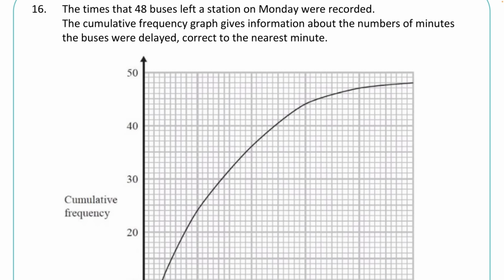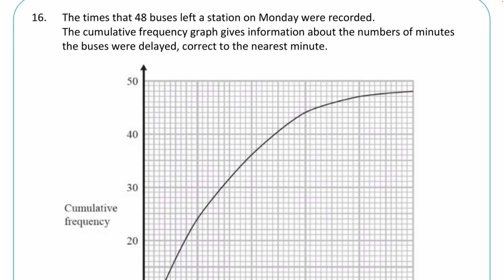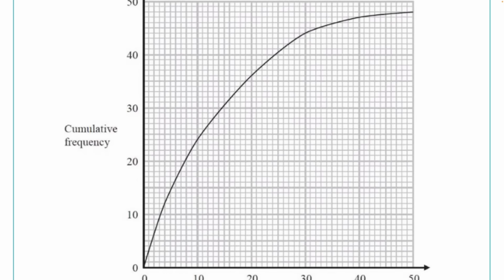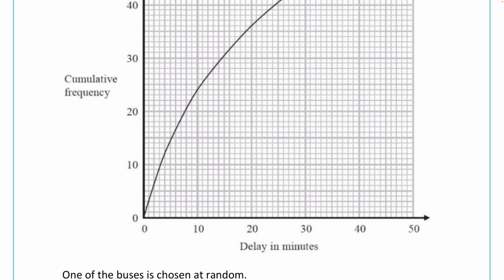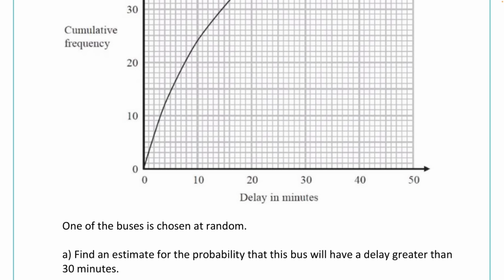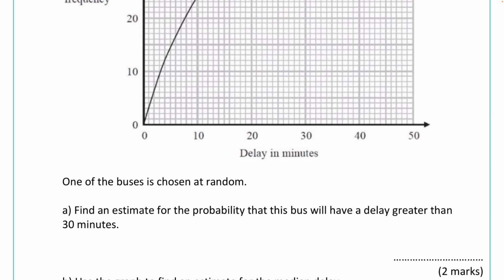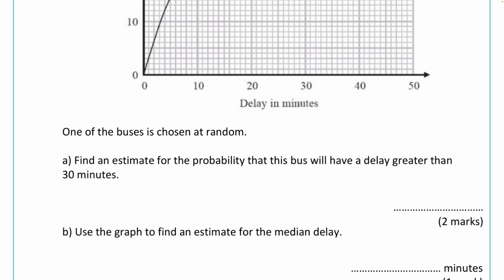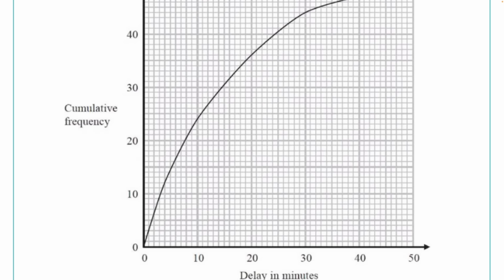Okay, our next question is looking at a cumulative frequency graph. So it says the times that 48 buses left the station on Monday were recorded. The cumulative frequency graph gives information about the number of minutes the buses were delayed, correct to the nearest minute. So we have our cumulative frequency graph on the left and delay in minutes on the bottom. It says one of the buses is chosen at random. Find an estimate for the probability that this bus will have a delay greater than 30 minutes.